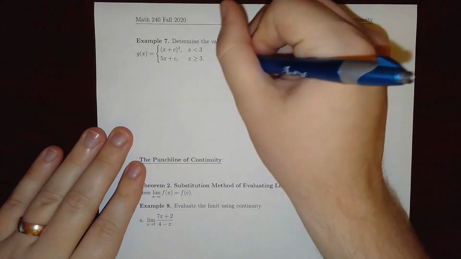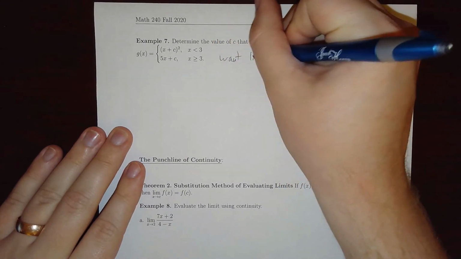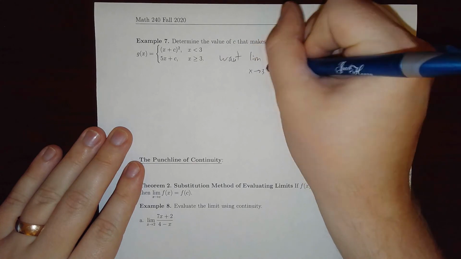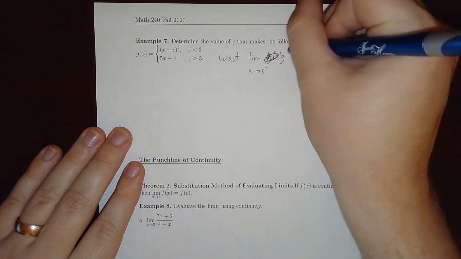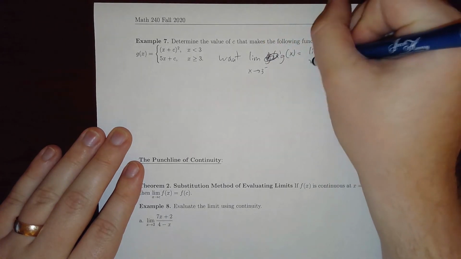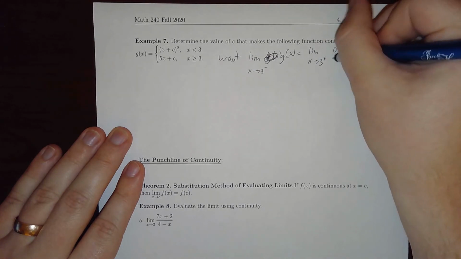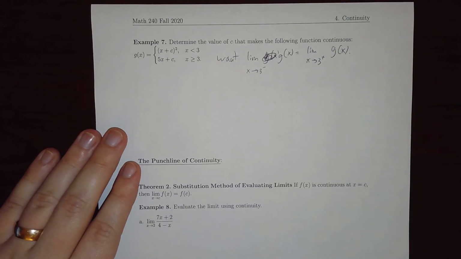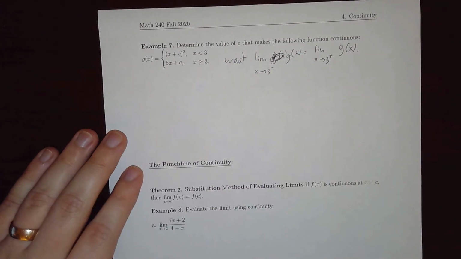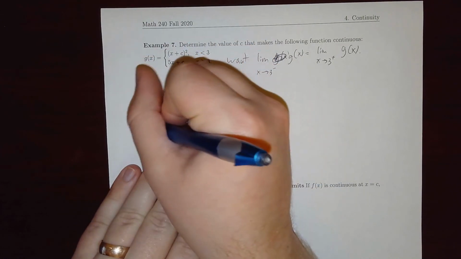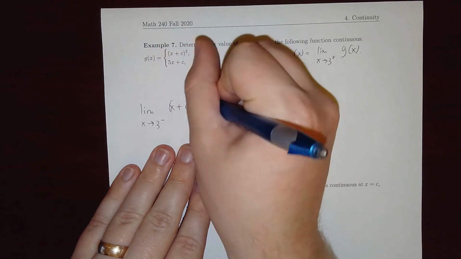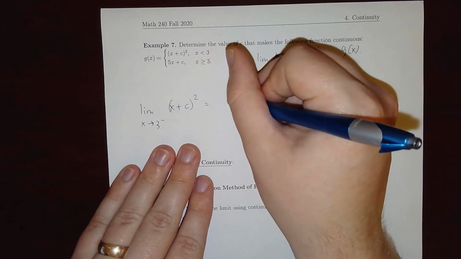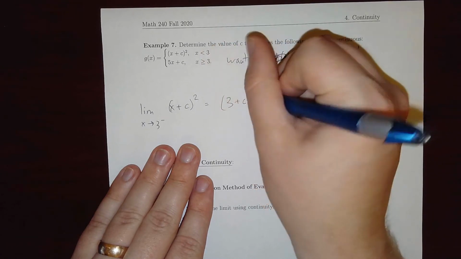So we want the limit as x approaches 3 from the left of g of x to be the same as the limit as x approaches 3 from the right of g of x. So since we don't have to worry so much about the discontinuities, we'll be looking at the limit as x approaches 3 from the left of x plus c squared, which will just be 3 plus c squared.